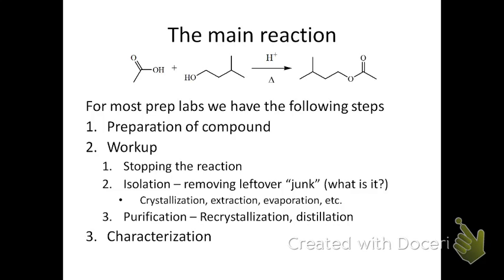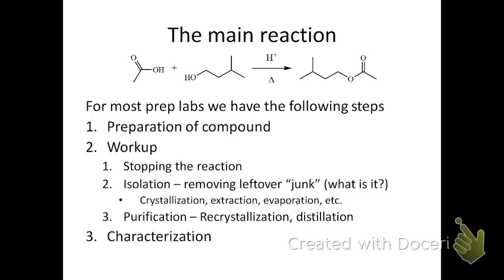So, there's usually 3 steps in one of these synthetic reactions that we do, or synthesis labs, or prep labs as we would call them in organic chemistry. You're going to make the compound. That's what I just described. Acetic acid, isopentyl alcohol, acidic conditions, heat it, and then produce the product.